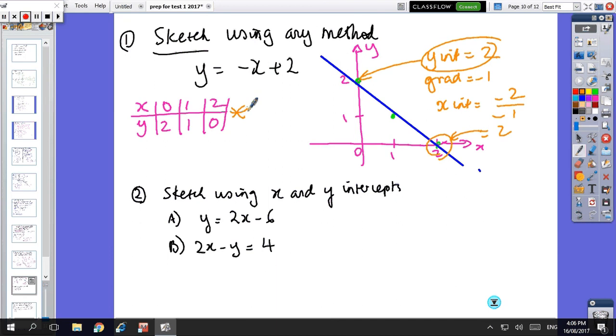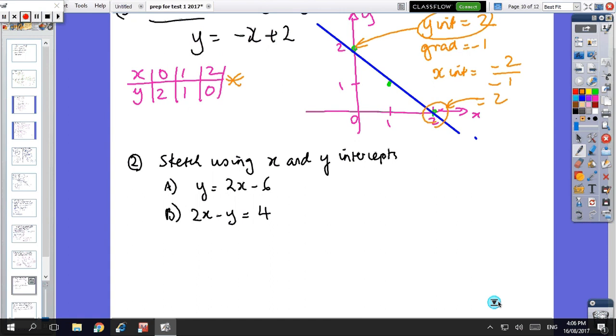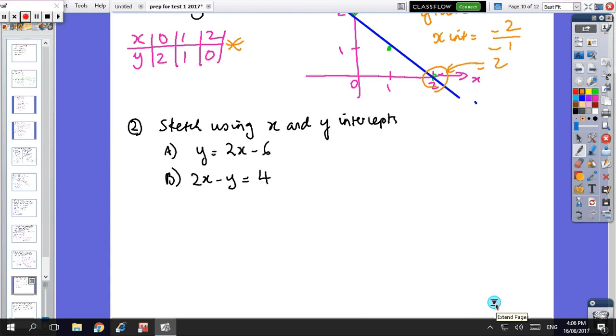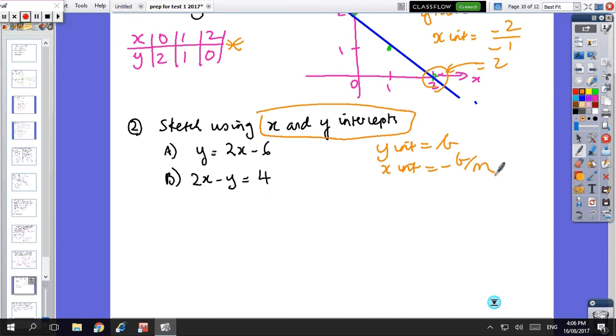Okay, in the next one, I'll give you some time again. So we have to use the x and y intercepts. Just remember the y-intercept is b, and the x-intercept is minus b over m, or you're making a substitution of 0. The y-intercept is when x equals 0, and the x-intercept is when y equals 0. Okay, but have a go.